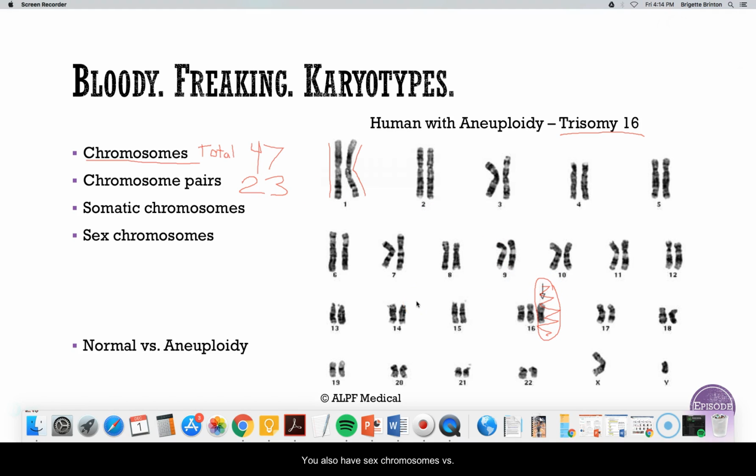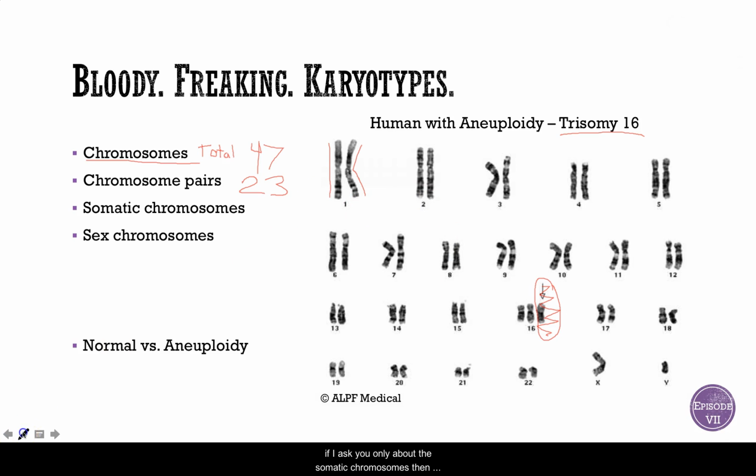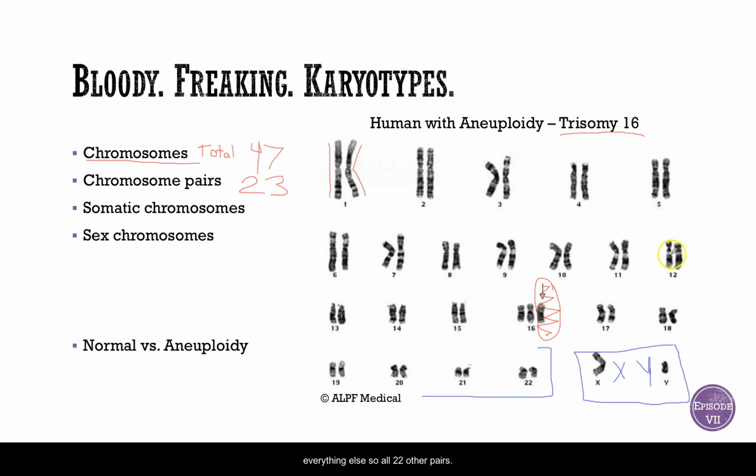You also have sex chromosomes versus somatic chromosomes. If I ask you just about chromosomes, it's all of them put together. If I ask you only about the somatic chromosomes, then you need to determine which are the sex chromosomes, which in this case is this one pair, an X and a Y. So this is a male for a human, okay, standard male. That's our sex chromosomes. Somatic chromosomes is everything else, so all 22 other pairs.